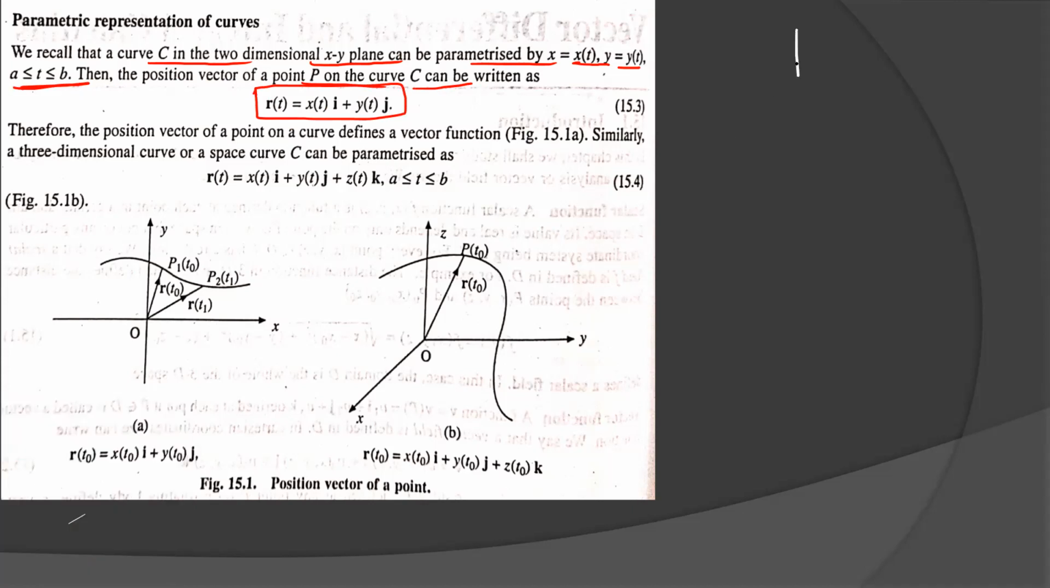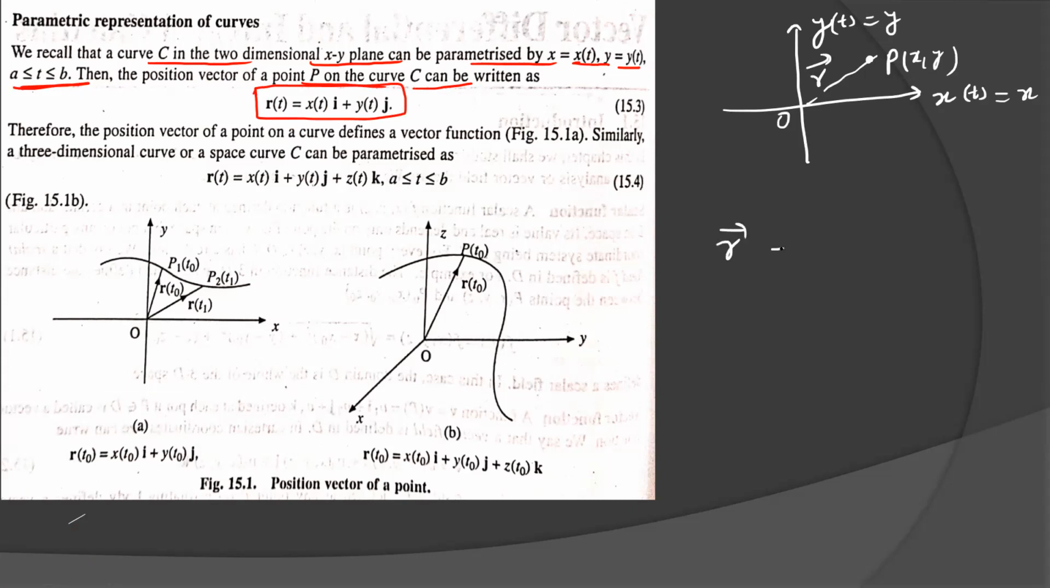If you remember, in two dimensions, if x is a function of t and y is a function of t, this is your x-axis, this is your y-axis, then the position of any point (x, y) has the vector representation r vector equal to x i plus y j. Here x and y are functions of t, so I am taking r as a function of t here, and t belonging to any closed interval a comma b.